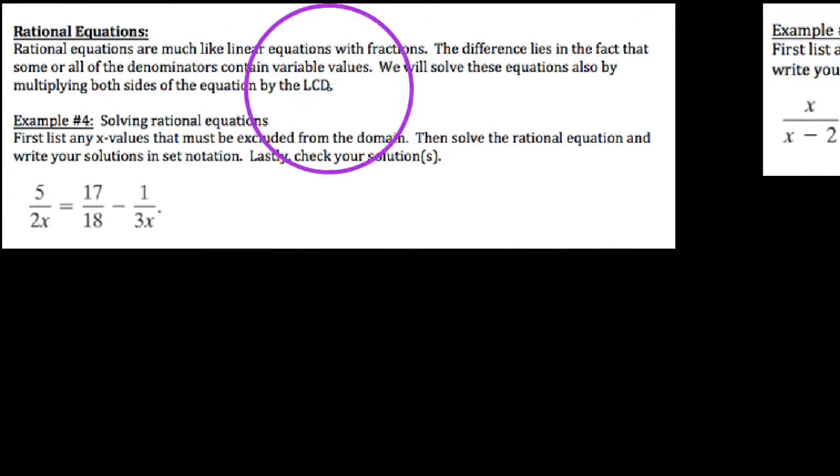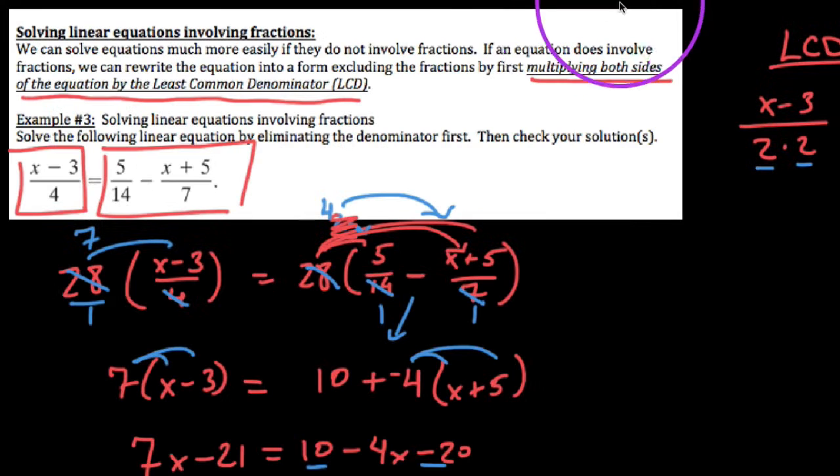In this video, we're going to continue our exploration of solving equations, but specifically what we refer to as rational equations. Now, in our last video, we actually looked at an example where we had fractions. We solved an equation that had fractions.